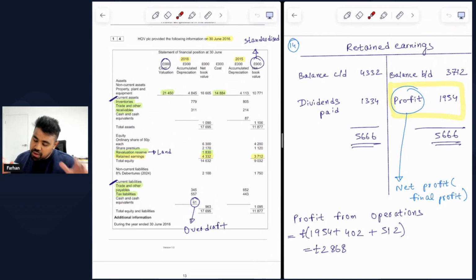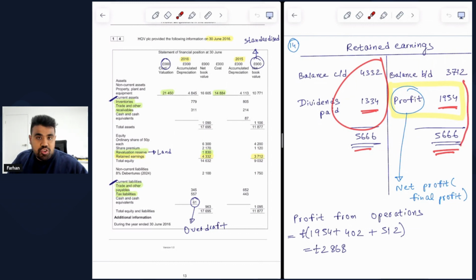Once you have used the dividends paid here, how do you find the balance of net profit? You add everything on the debit side, which gives us £5,666, which must be the balance on the credit side so that the fundamentals of accounting apply. When you subtract the opening balance of £3,712, you're left with £1,954, which is the profit, in other words, the net profit, or final profit, or the profit after tax.